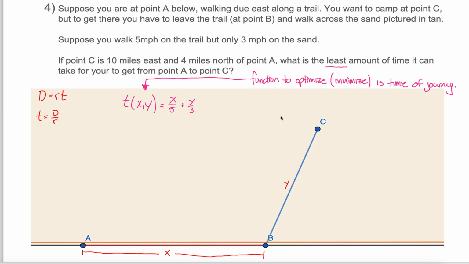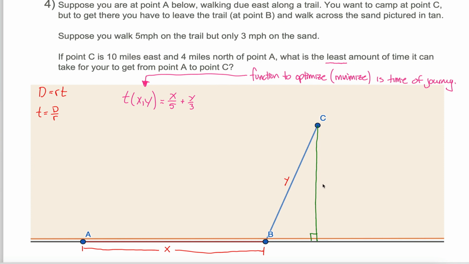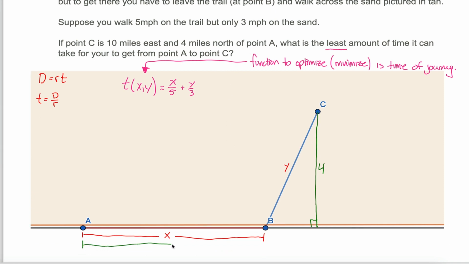What are some constraints in this problem? What's the extra information that we have not yet used? Well, we're told that point C is 10 miles east and 4 miles north of point A. So assuming straight down means south, the distance due south from point C to this trail, which we're going to assume goes east-west, is exactly 4 miles. The length of this side of this triangle is 4. And because point C is 10 miles east of point A, the distance from point A all the way over here to the point due south on the trail of point C is equal to 10.